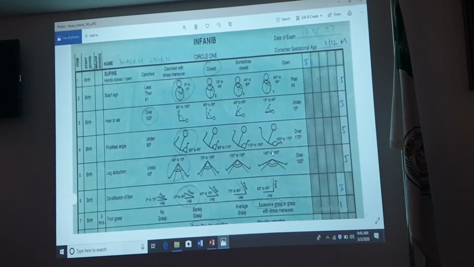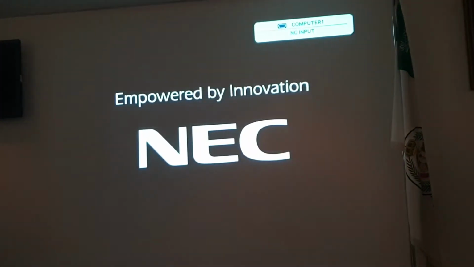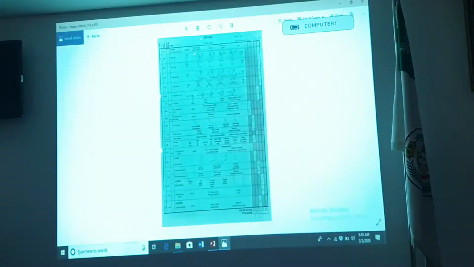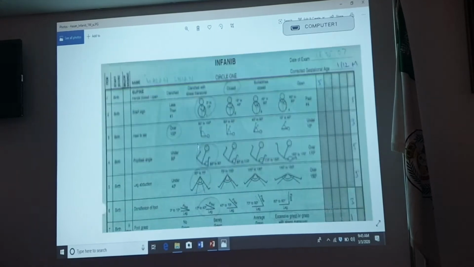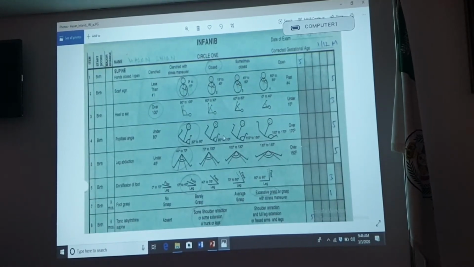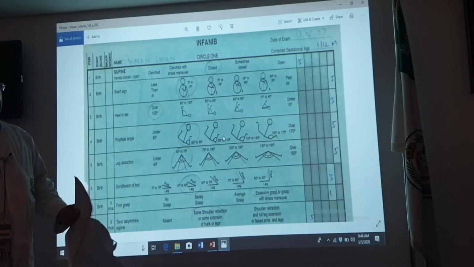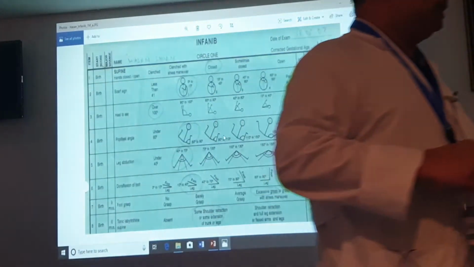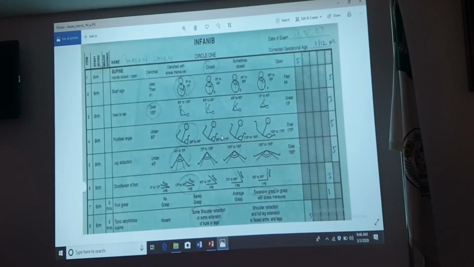Right. So you will see on your left hand side, item. Okay, that is this one, item 1 to 20. You look at your form, it is 1 to 20.